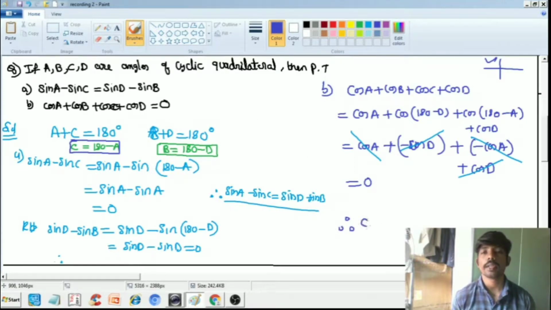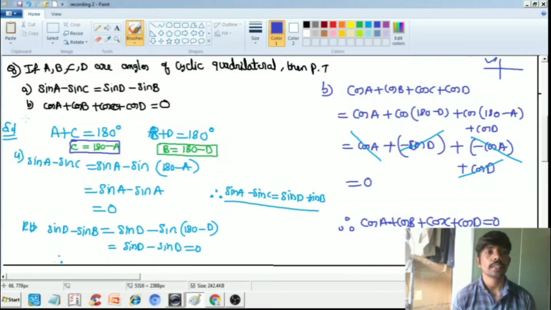Therefore, we can write cos A plus cos B plus cos C plus cos D is equal to 0. This is the solution for the second question. That's all, this is the proof. Whenever this comes in an objective question also, they will ask this kind of question, how to solve this.